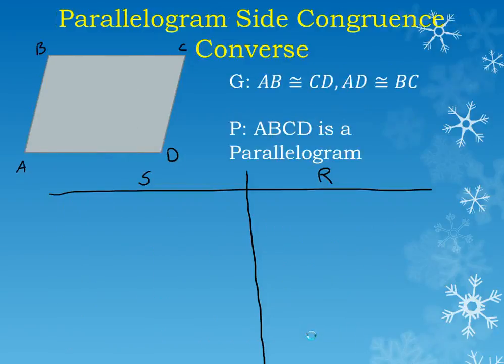Our third one now, the next ones are going to be converse proofs, essentially. I'm going to prove why I have a parallelogram. So now we're given that AB is congruent to CD, and that AD is congruent to BC. I want to prove why this makes this have to be a parallelogram. That's our goal. So again, we're going to start with our given statements.